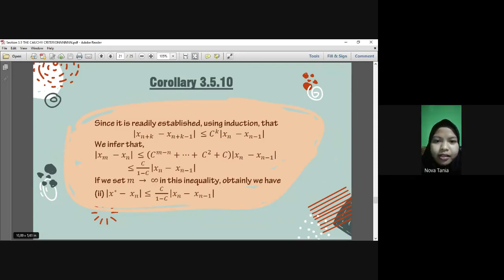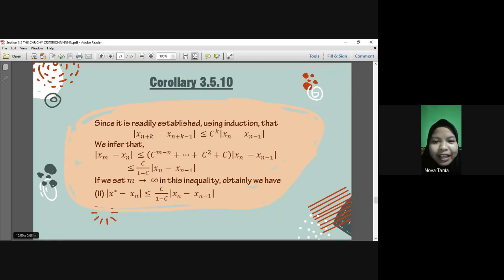Then it is readily established using induction that |x_{n+k} − x_{n+k−1}| ≤ c^k |x_n − x_{n−1}|. We infer that |x_m − x_n| ≤ (c^{m−n} + ... + c^2 + c)|x_n − x_{n−1}|, which is less than or equal to c/(1 − c) |x_n − x_{n−1}|.